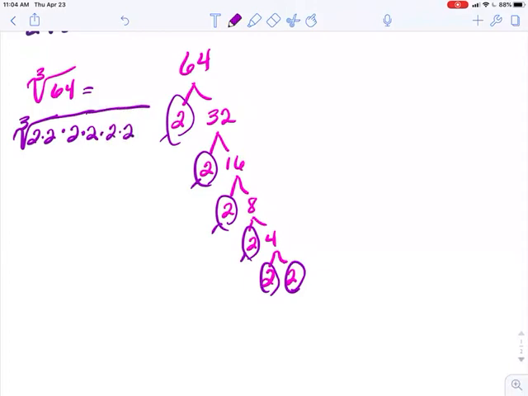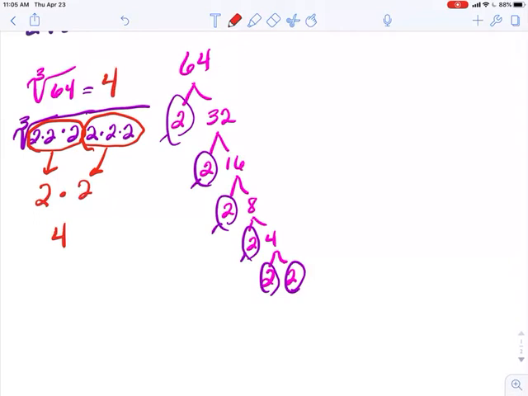All right. So now, because I've got the cubed root, I'm looking for anything that I've got 3 of. So here are 3 2's, and here are 3 2's. So this 3 2's would come out as a 2. And the other 3 2's would come out as a 2 once I take the cubed root of them. So now I've got 2 times 2, and that's 4. So the cubed root of 64 is 4.